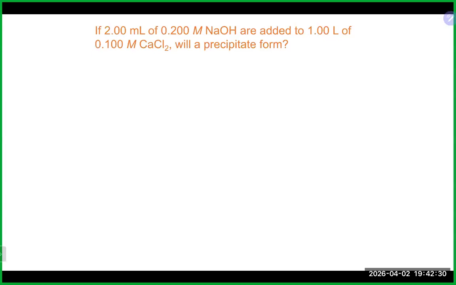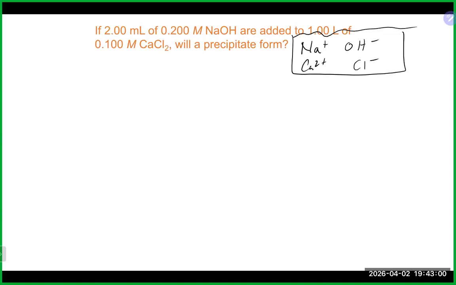If we take 2 milliliters of a sodium hydroxide solution and we mix it with 1 liter of a 0.1 molar calcium chloride solution, we want to know whether or not we're going to get a solid that's going to form. The first thing you want to think about is your solubility rules and the ions that are floating around in that solution. You've got some sodium ions and hydroxide ions, and also some calcium ions and some chloride. So based on solubility rules, that is an option of a solid that could form.